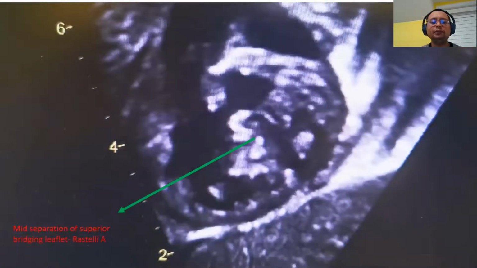So this is a mid separation of superior bridging leaflet, or Rastelli type A. I have shown you an example of ASD primum and also an example of complete atrioventricular septal defect, and the main thing is the basis of all those different types of atrial septal defect. If someone has had surgery for primum ASD or complete ASD, what is the common complication that we can anticipate if we see them in clinic?